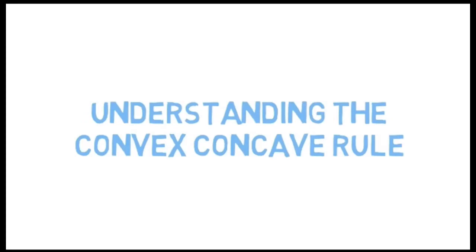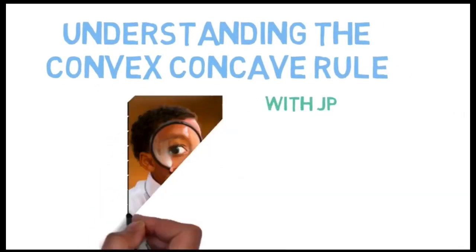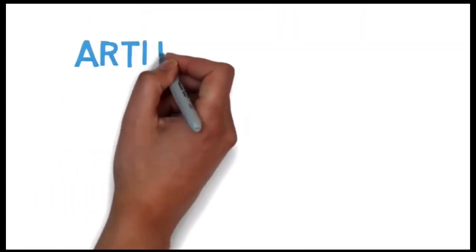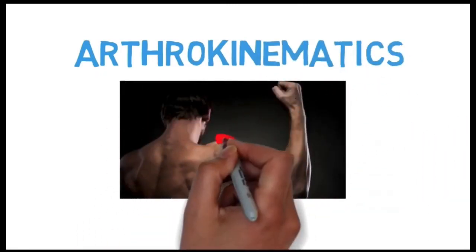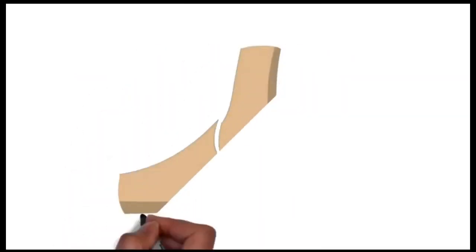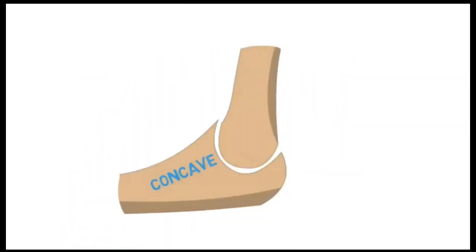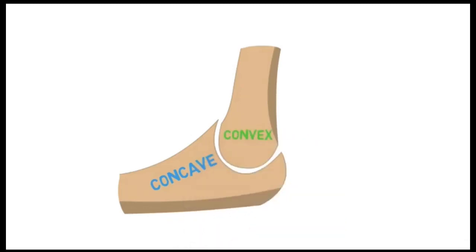Hey guys, so today we're going to go over a simple, effective way to understand the convex-concave rule, especially for all you visual learners out there. The purpose of this rule is to understand the arthrokinematics, so basically the way different joints such as the shoulder and the elbow move. So let's define what each surface looks like. Here's the concave surface, and this is the convex surface. Find it easier to differentiate by thinking of the concave surface as the surface caved in. Now let's get into the rule itself.